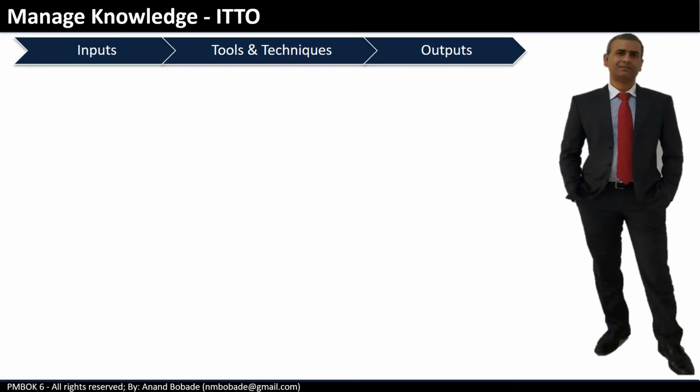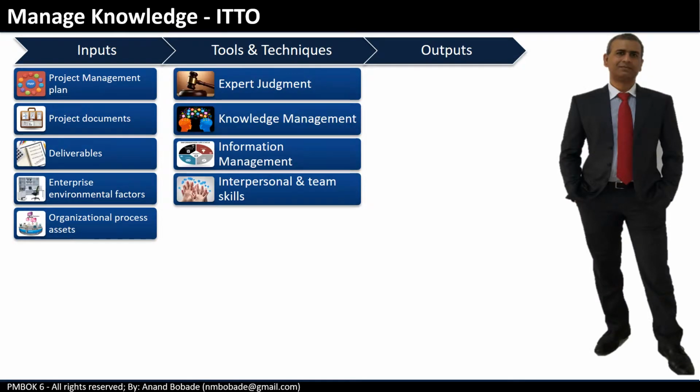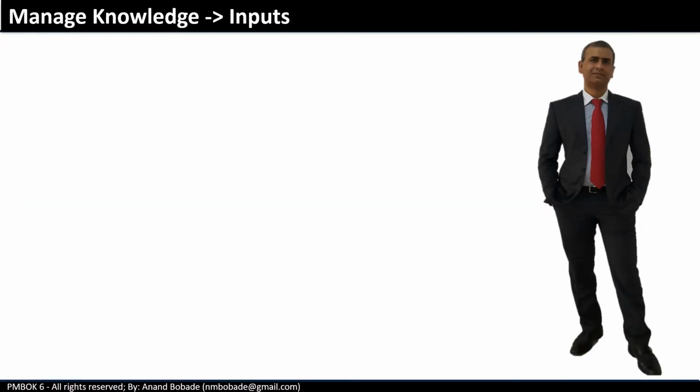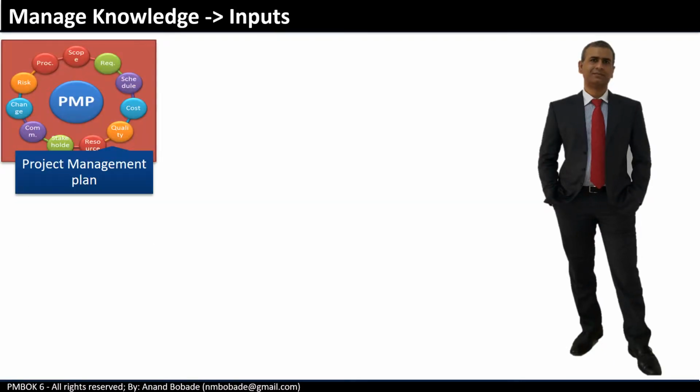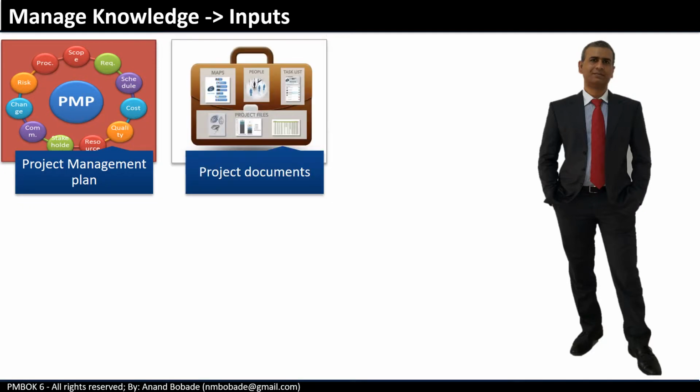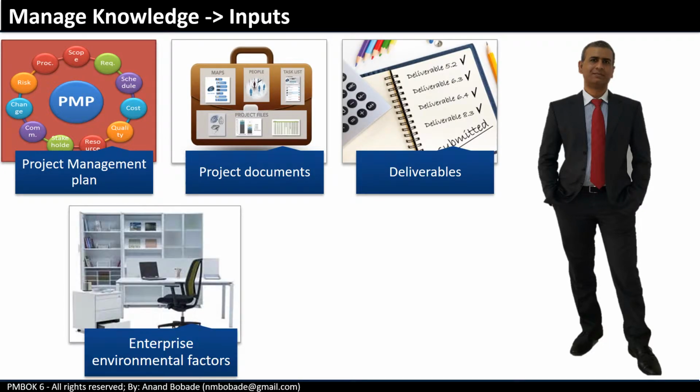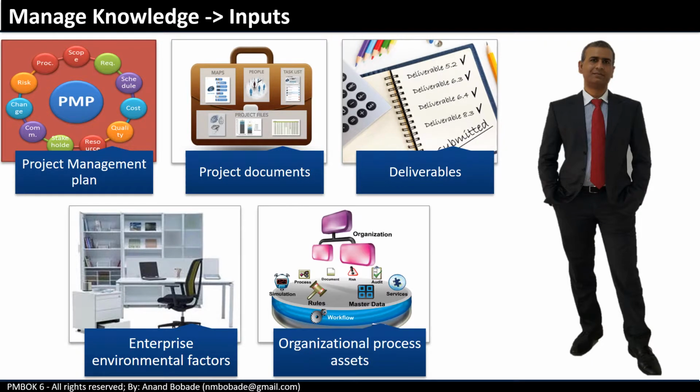Let's have a quick look at inputs, tools, techniques, and outputs. Inputs are the project management plan, project documents, deliverables, enterprise environmental factors, and OPA. Let's look at each in turn.